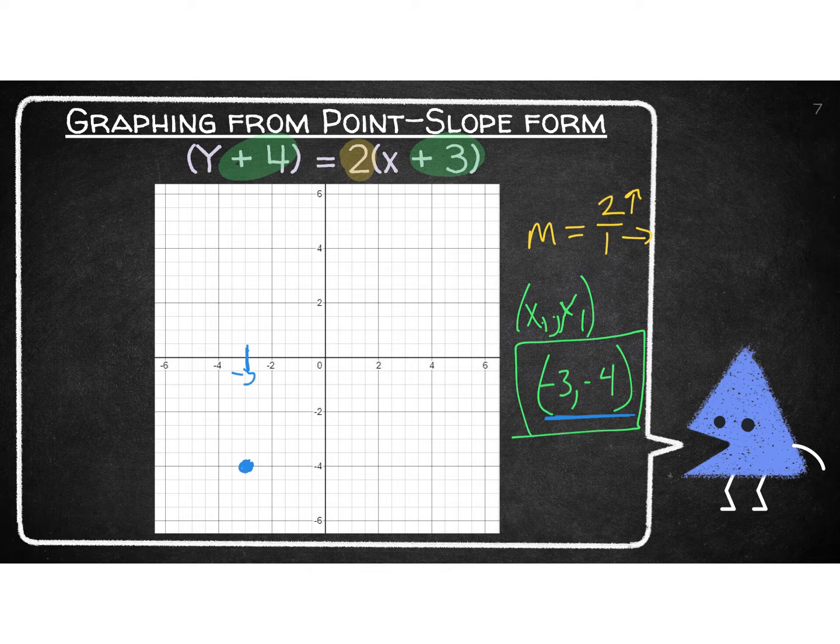So I'm going to count up 2 over 1. And I'm going by 2s. Every block is 1, so up 1, 2, and then over 1. So those points right there are both on my graph, and then I can draw out my line. So that would be what my graph would look like then.